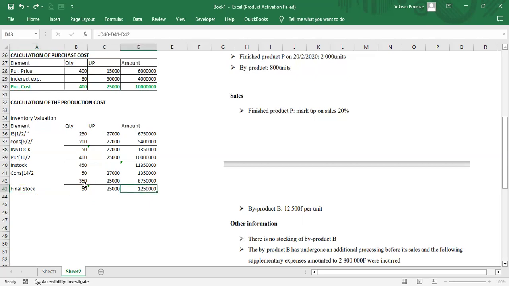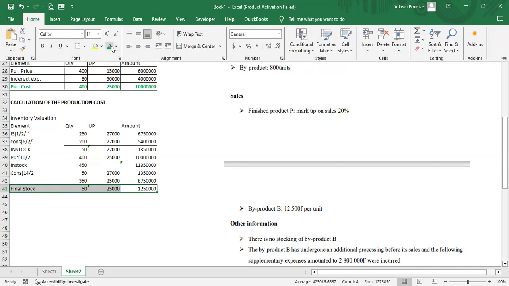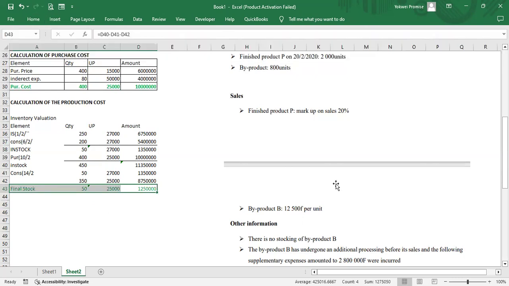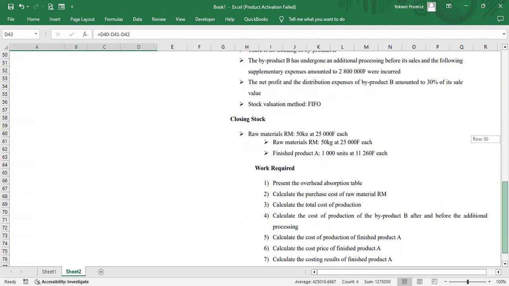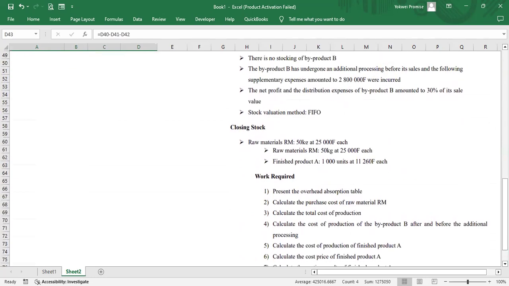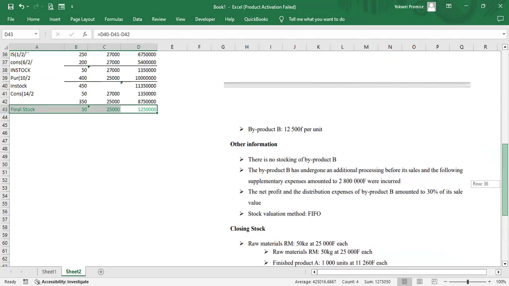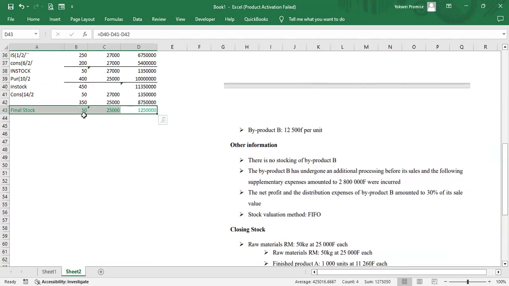Are we together, please? Awesome. So this is the final stock. If we go to the question now and look at the final stock of raw materials, what is the final stock? Well, 50 kg, right? At 25,000. If you come back here, you see that we have 50 kg at 25,000.